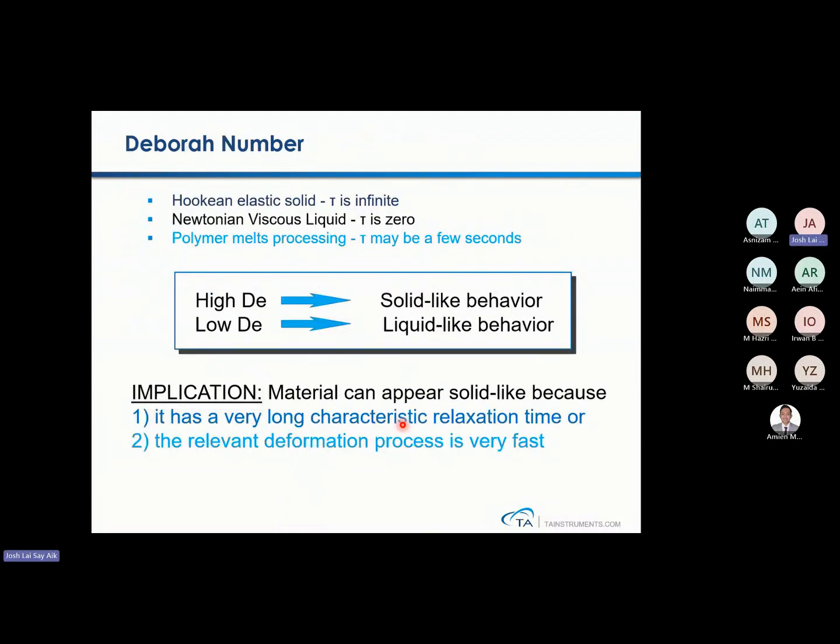So rule of thumb: high Deborah number, solid behavior; low Deborah number, liquid behavior. But you can change this number by changing the relevant deformation process. So we can mimic this in the rheometer by doing a frequency sweep.